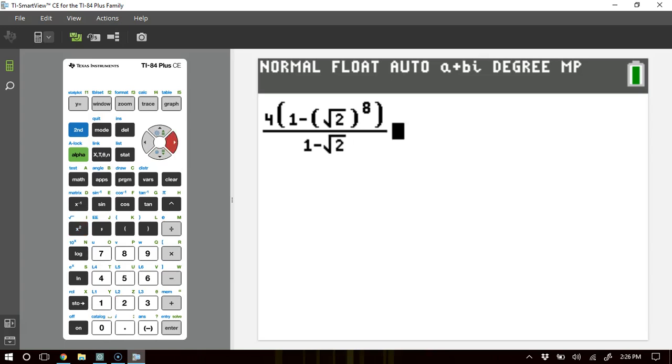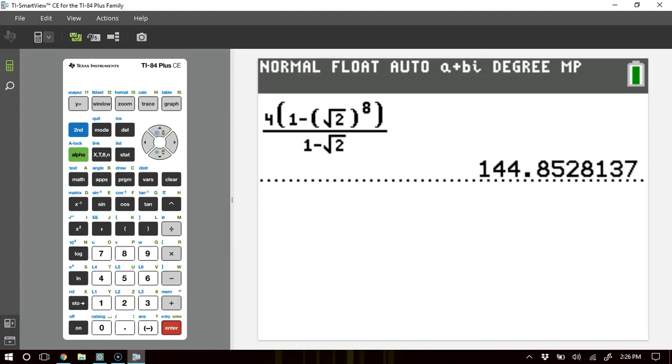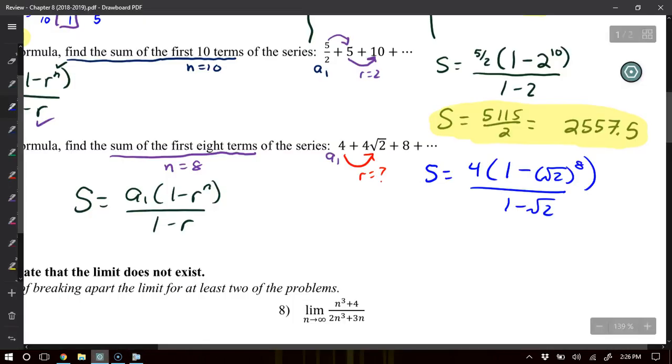So that's good. Now, it is going to give me a decimal in this case because radical 2 is an irrational number. So I'm going to get as close as I can, so I'll just round it to 2 places for this. So 144.85. So my sum is approximately 144.85 for the first 8 terms.